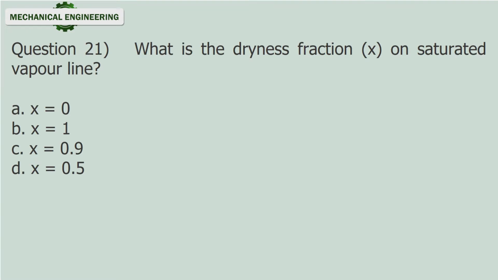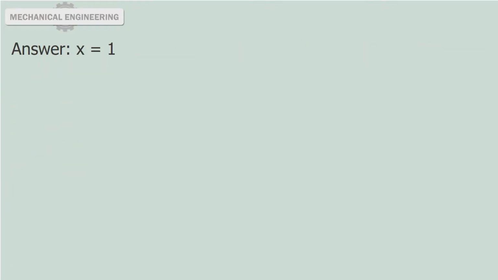Question 21. What is the dryness fraction X on saturated vapor line? A. X equals 0. B. X equals 1. C. X equals 0.9. D. X equals 0.5. Answer: X equals 1.